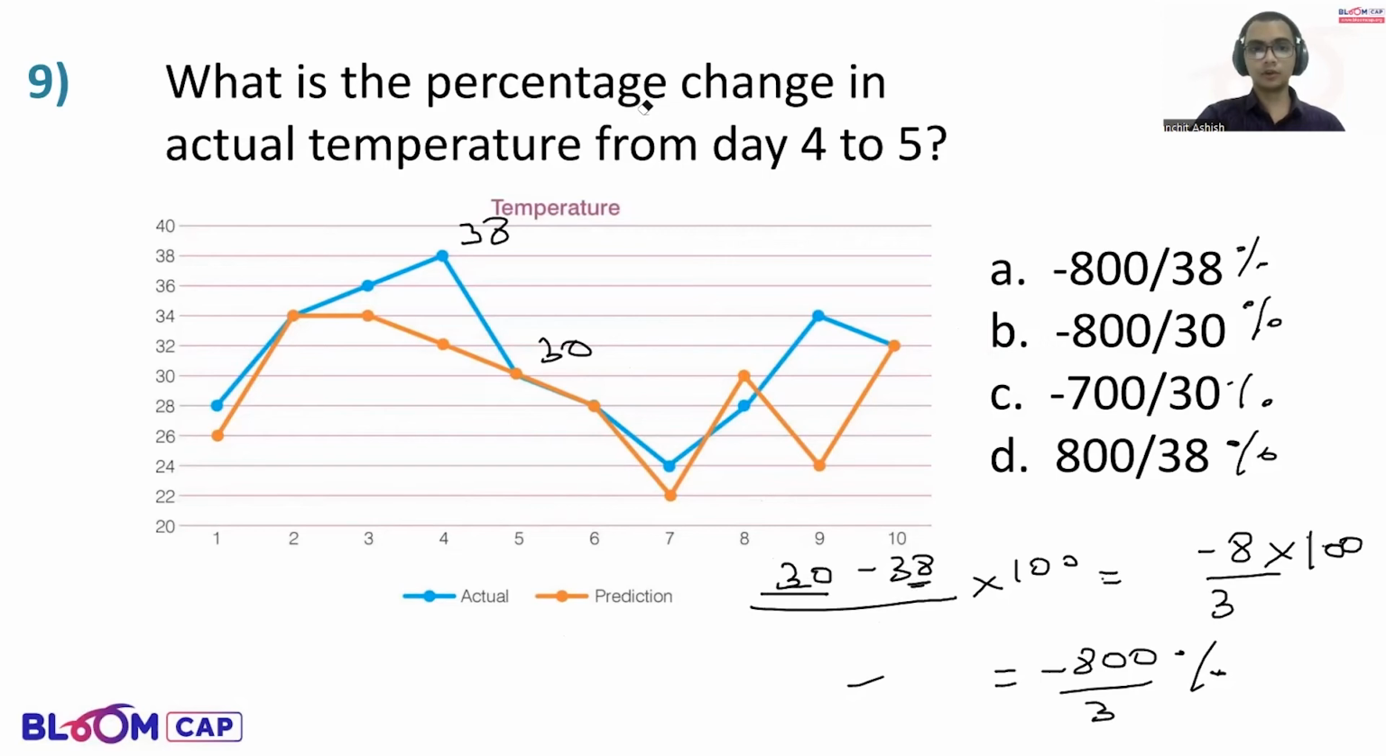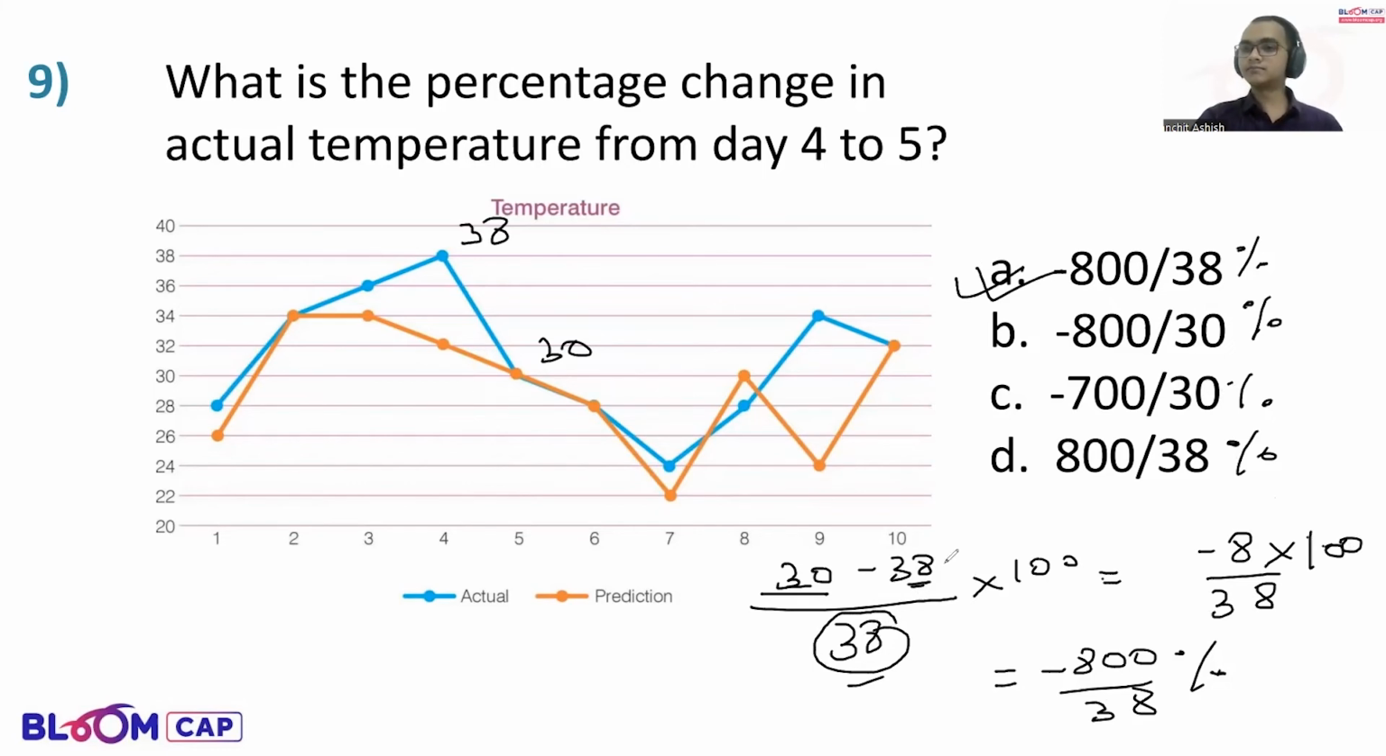See, if such a mistake can happen to me, it can happen to you too. So always keep in mind the below value is old value, which is 38, right? So it is 30 minus 38 upon the old value, which is 38, into 100. What comes here is minus 8 upon 38 into 100, minus 800 by 38. Therefore option A is correct.